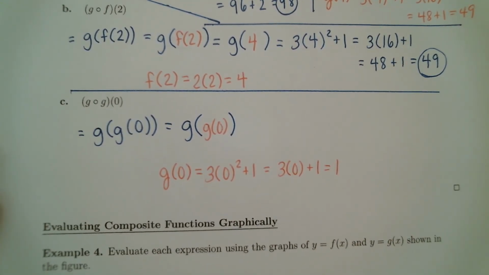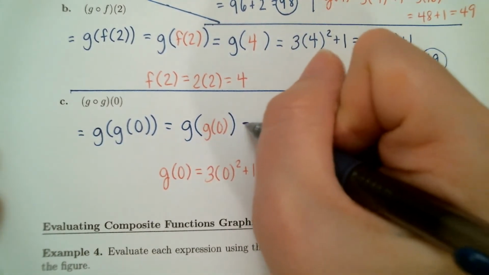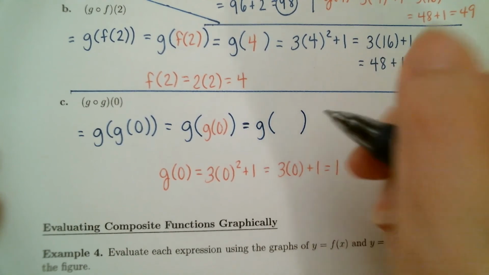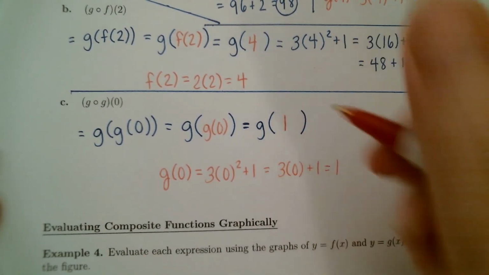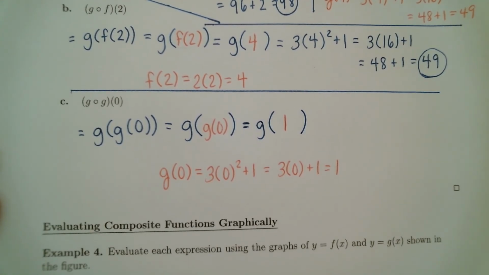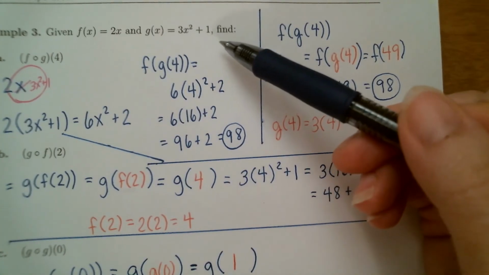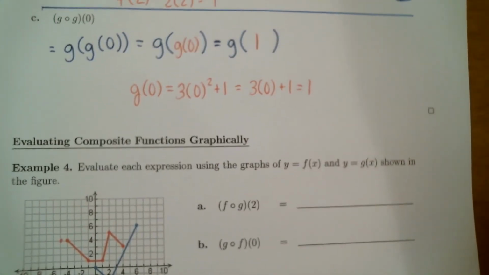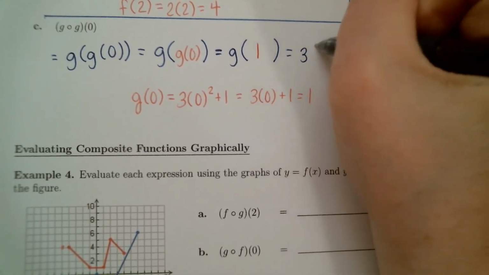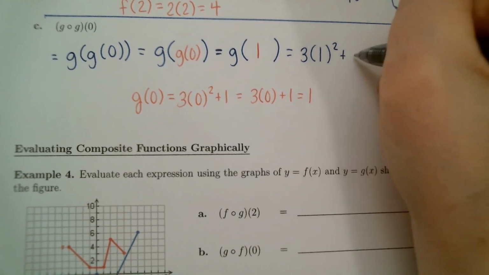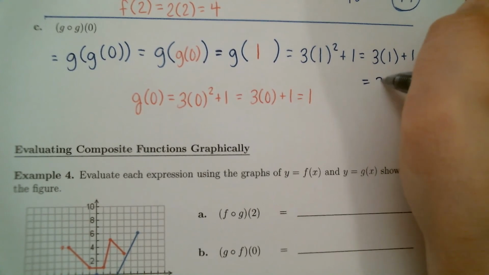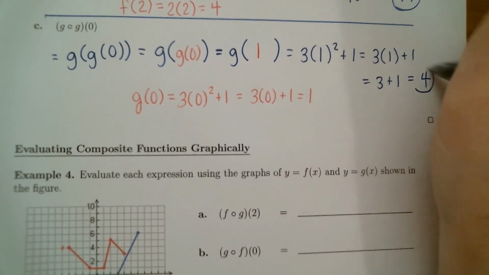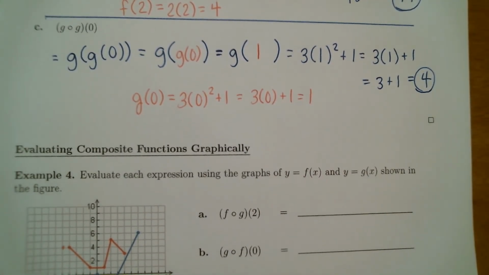So in my next step, I'm going to go back up here. I have G on the outside, and on the inside, I have G of 0, which we just figured out is 1. So now I need to go to G up here, plug in 1 for X. So we're going to get 3 times 1 squared plus 1. It's going to give us 3 times 1 plus 1, so we're going to get 3 plus 1. 4 is our answer. And that's how you do these.